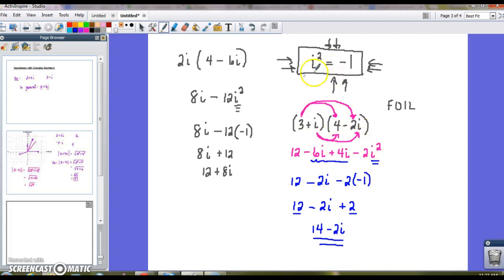If you weren't quite sure, because I went through that kind of fast, rewind the video and watch it again. You should understand FOIL already, so you should be okay with multiplying these together. The big thing to remember is this. i squared is always negative 1.